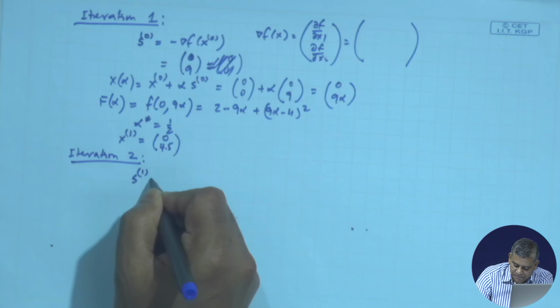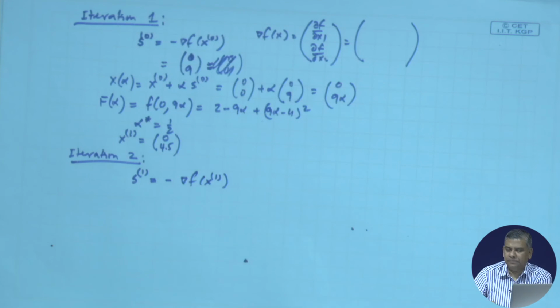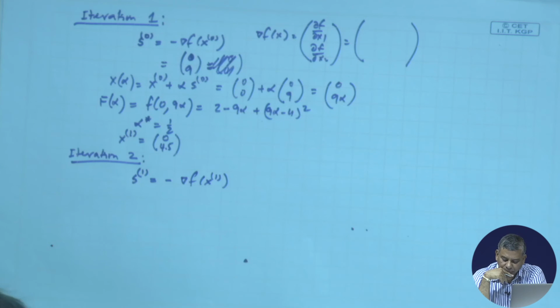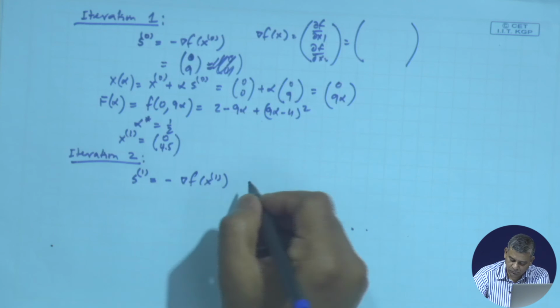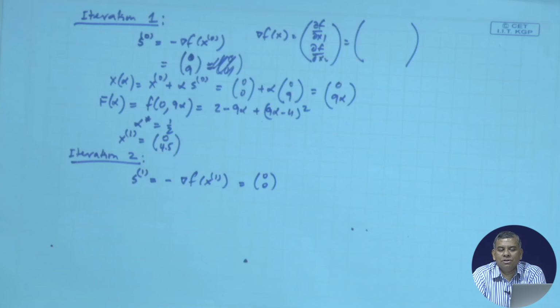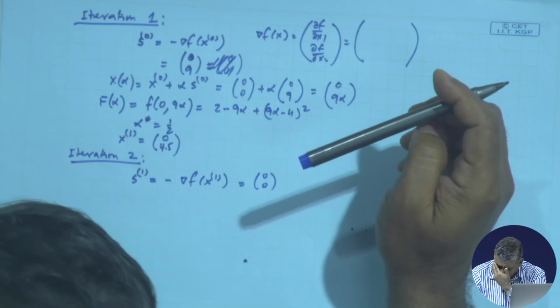So s1, what will be s1? It will be minus del f x1. Compute the derivative at this new point. Both 0, 0? What does it tell you? If the derivative at the point is 0, 0, what does it tell you? This is a candidate for minimum or maximum, right? Because we are minimizing here, it is likely to be a minimum.